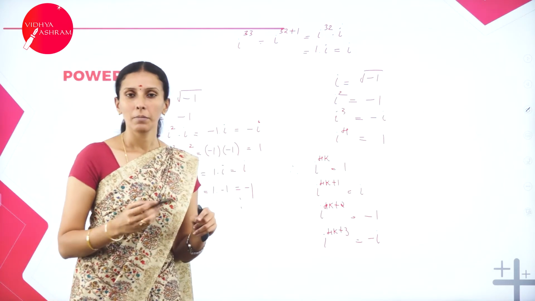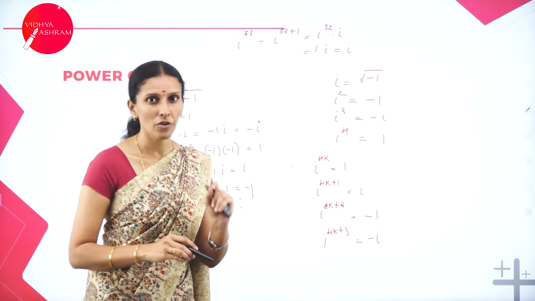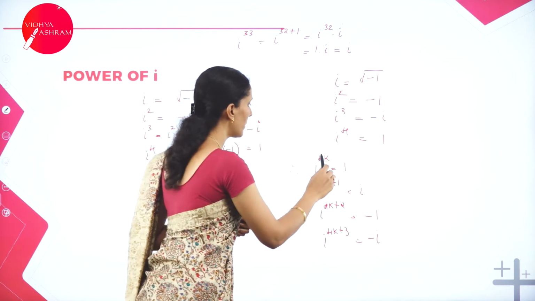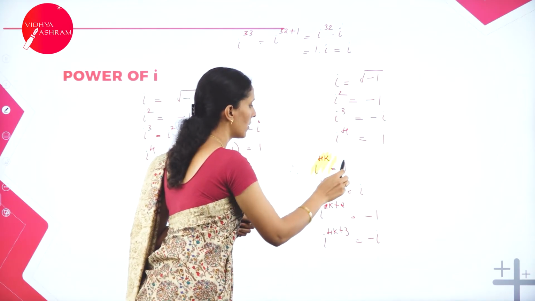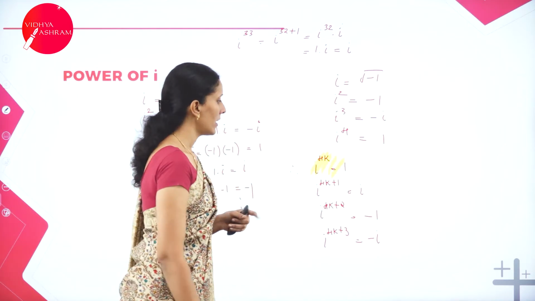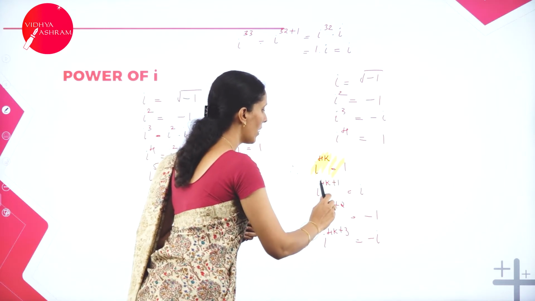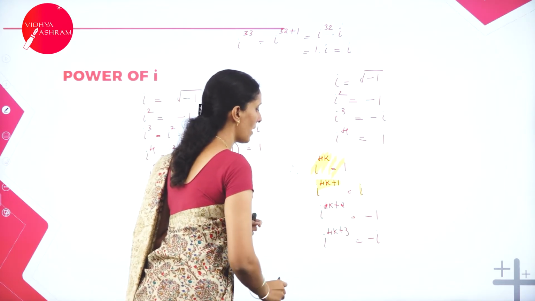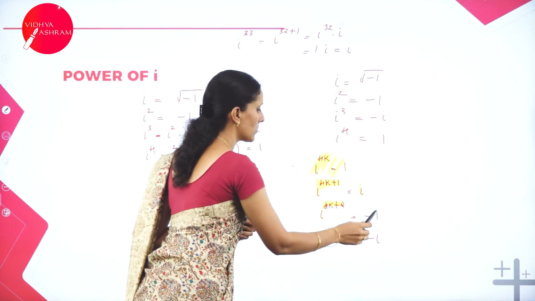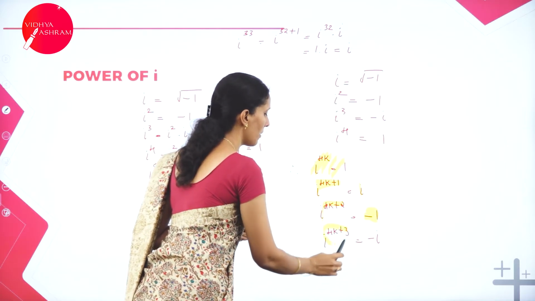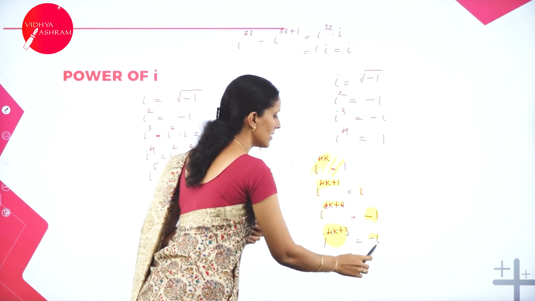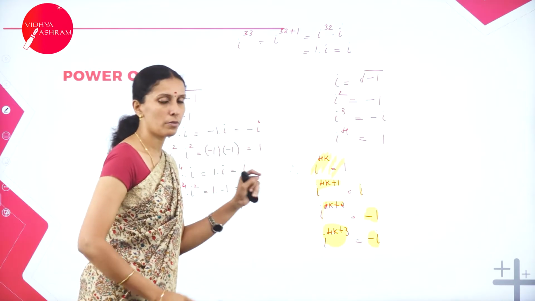So like this, they may ask you to calculate the powers of i. In general, remember this property: i to the power 4k is nothing but 1, i to the power 4k plus 1 is i, i to the power 4k plus 2 is minus 1, and i to the power 4k plus 3 is minus i. So these are the things you should remember.